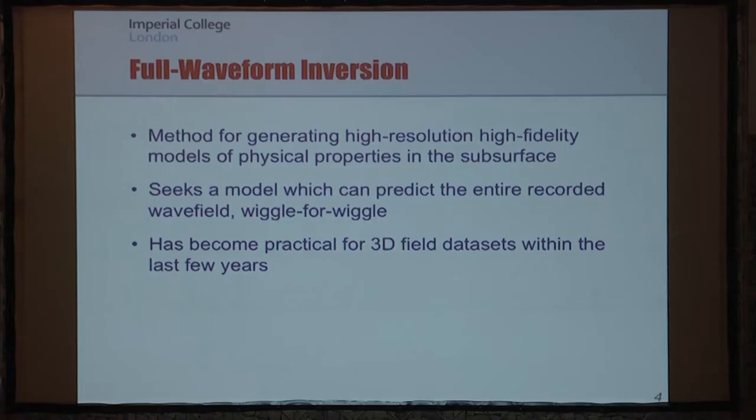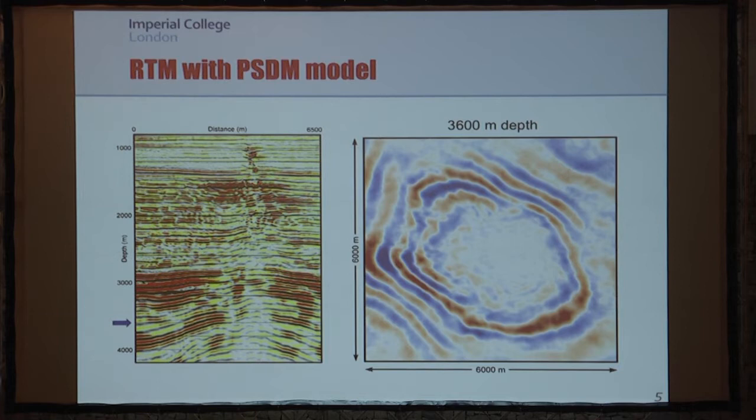So to motivate the talk, or to motivate why we're going to do this, I'll show you the final result, or a final result, at the beginning, and you can see why full waveform inversion is important. So this shows a piece of a 3D seismic data set. This is a vertical slice, this is a horizontal slice. The horizontal slice is through there at the level of this arrow. This is from the data set that I'm going to go through in detail.